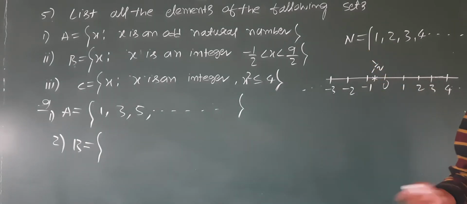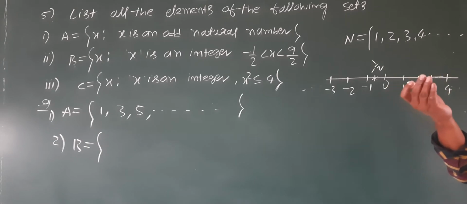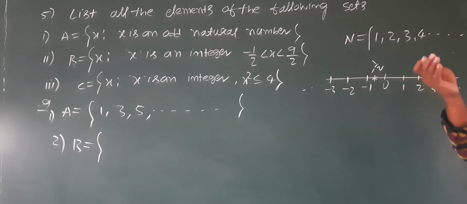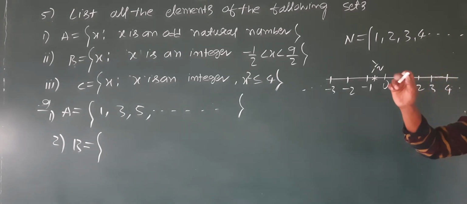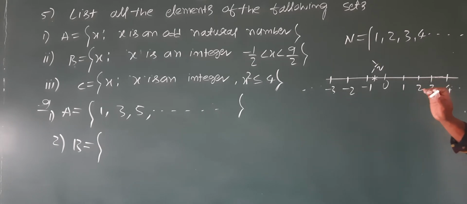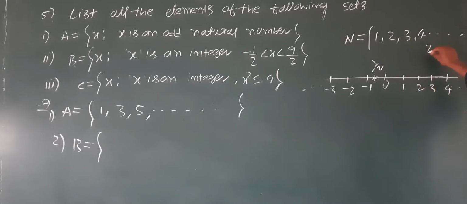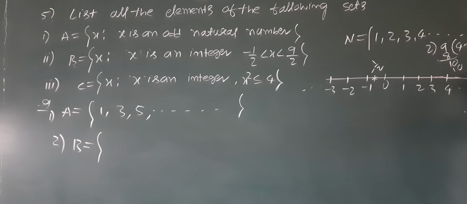9/2 means divide that. 2 4s are 8, so 1 remains, 1.0, 2 5s are 10. So 4.5. Where does that 4.5 come, students? Here it is, 4.5.